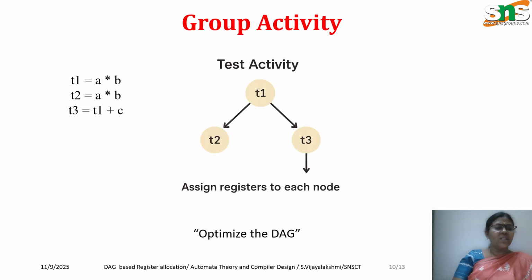Then a group activity, a quick activity. Optimize this code using the tag: T1 equals A into B, T2 equals A into B, T3 equals T1 plus C. Think about which computation can be reused. Yes, A into B is repeated. So compute it once and store it in a single register. Assign registers to each node, so it is used in a single register. This is the optimization of the tag.